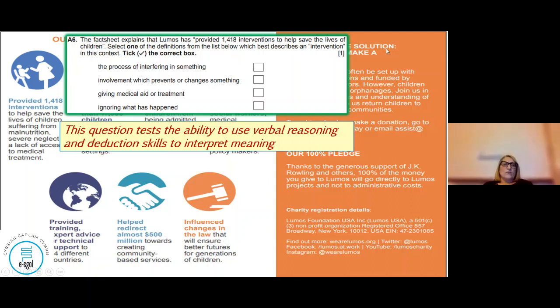Select one of the definitions from the list below which best describes an intervention in this context.